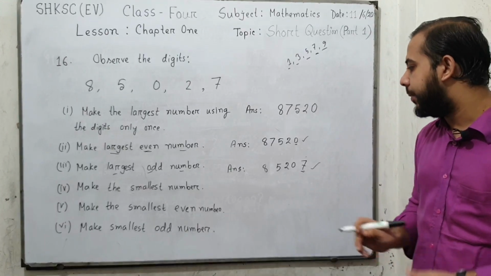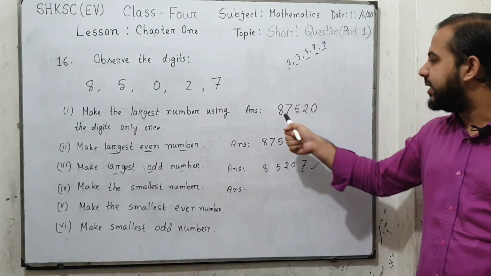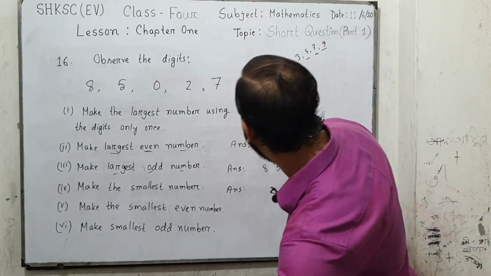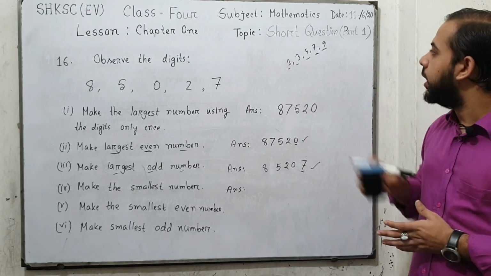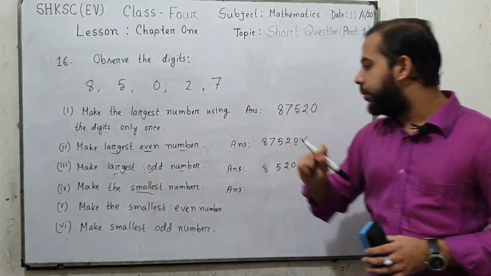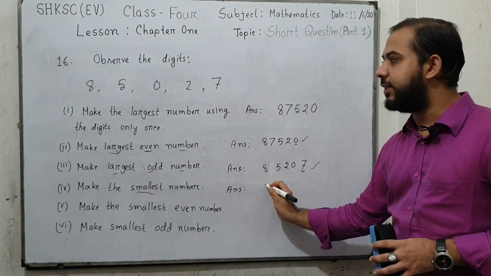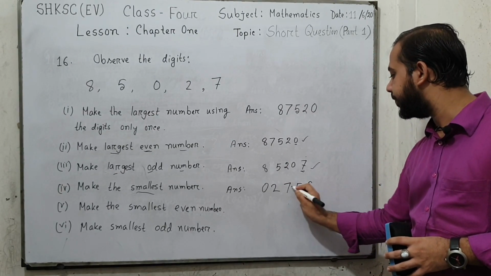Make the smallest number. Now as we write the largest number with the largest digit first, and then the smaller digits, for making the smallest number we have to write the smallest digit first, that is 0, 2, 7, 5, 8.